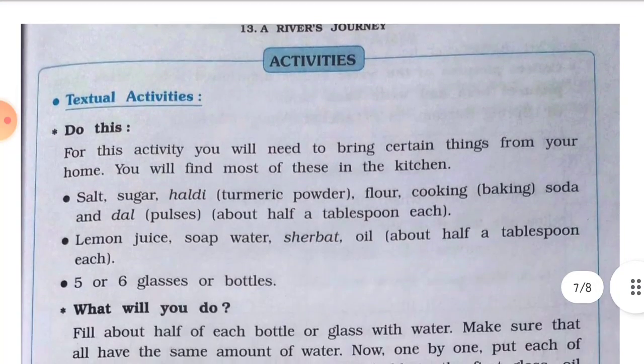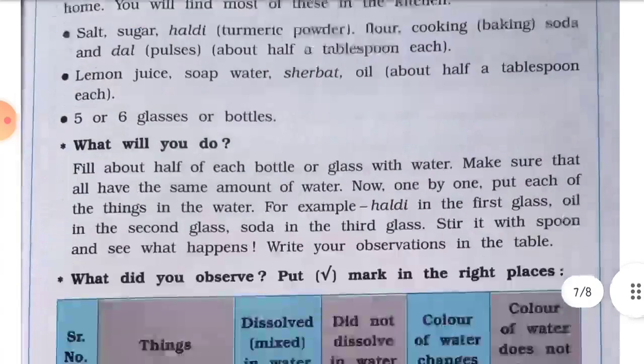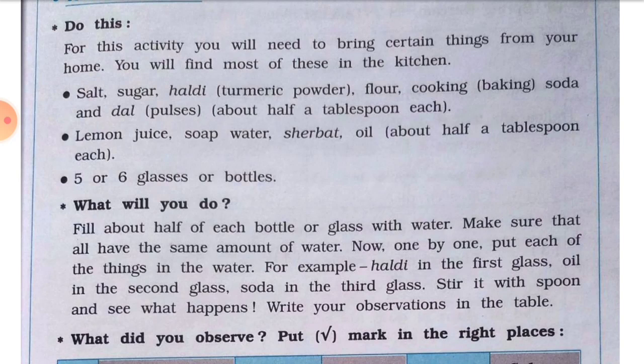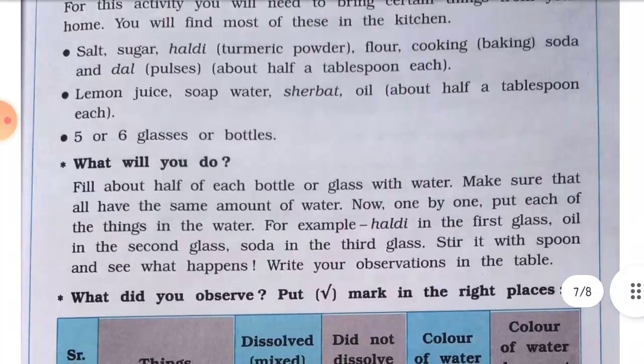Next we have activities. Do this. For this activity you will need to bring certain things from your home. You will find most of this in the kitchen. So here you have to collect some things to perform this activity, and those things are salt, sugar, haldi, turmeric powder, flour, cooking or baking soda, and dal, which means pulses. About half a tablespoon each. Okay, so you need a small amount of all these things.